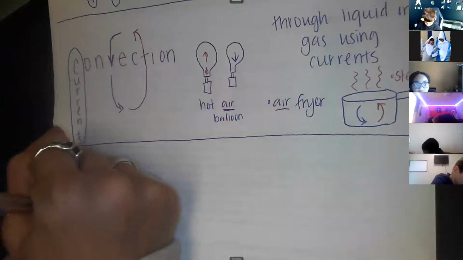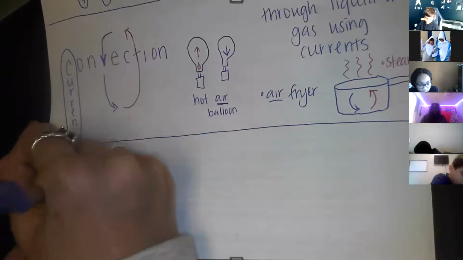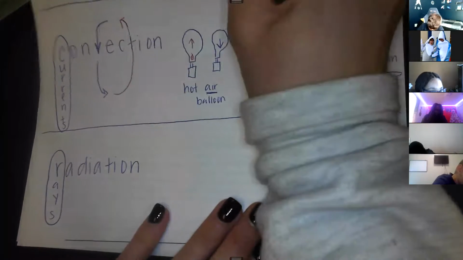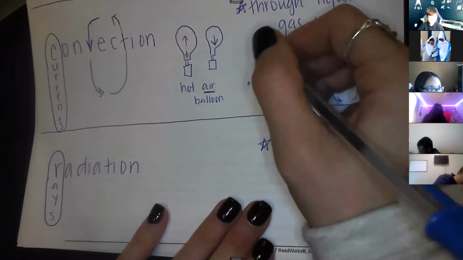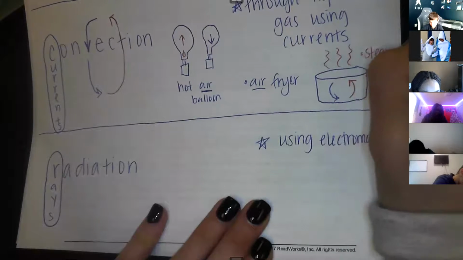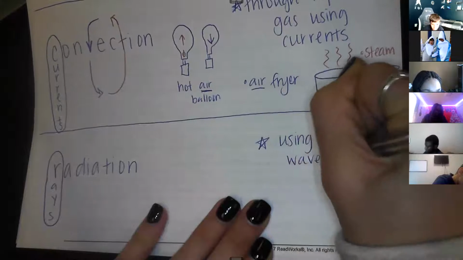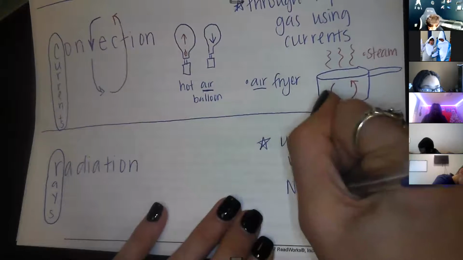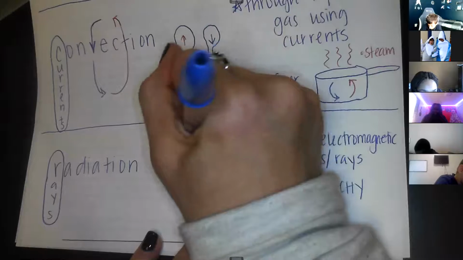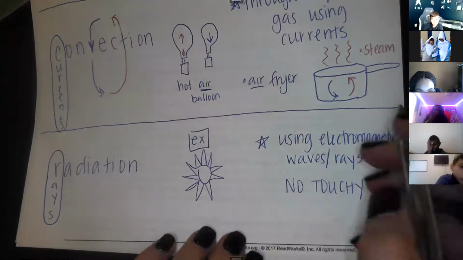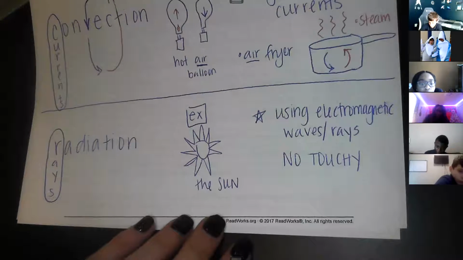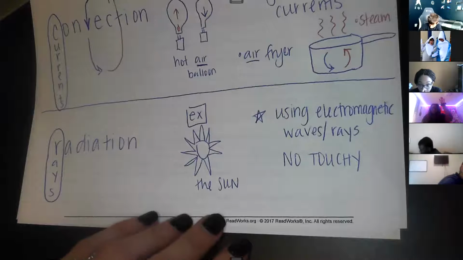All right, last one, radiation. The R stands for rays, like the sun's rays. So this is using electromagnetic waves. No touchy. So we already said the sun is an example. What's another one? Give me another example of radiation, ways that I would feel heat without touching it. Think about the reading we just did.